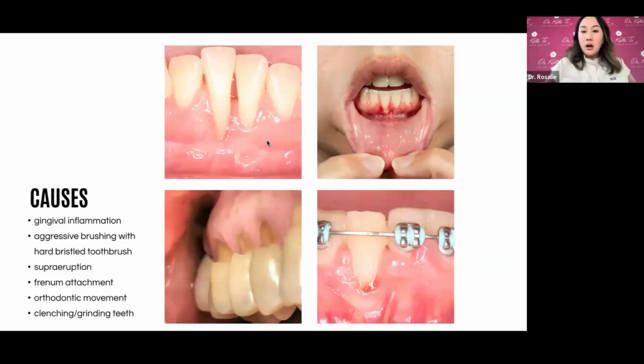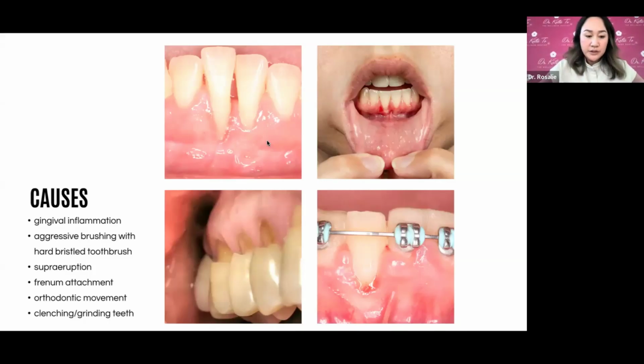Super eruption could also be another cause of recession. That is the picture on the upper left there, where you see the tooth floating above the other teeth, so it makes it look longer. Frenum attachment, that's also the upper right picture. A lot of people are very familiar with their lingual frenum because they get the tongue tie release, but there are also muscle attachments everywhere in the mouth. This one in the middle is a common one for causing recession. It's a muscle attachment. So every single time you talk, chew, laugh, drink, you're moving it, it's pulling, and it pulls so much that it ends up pulling the gum tissue down.